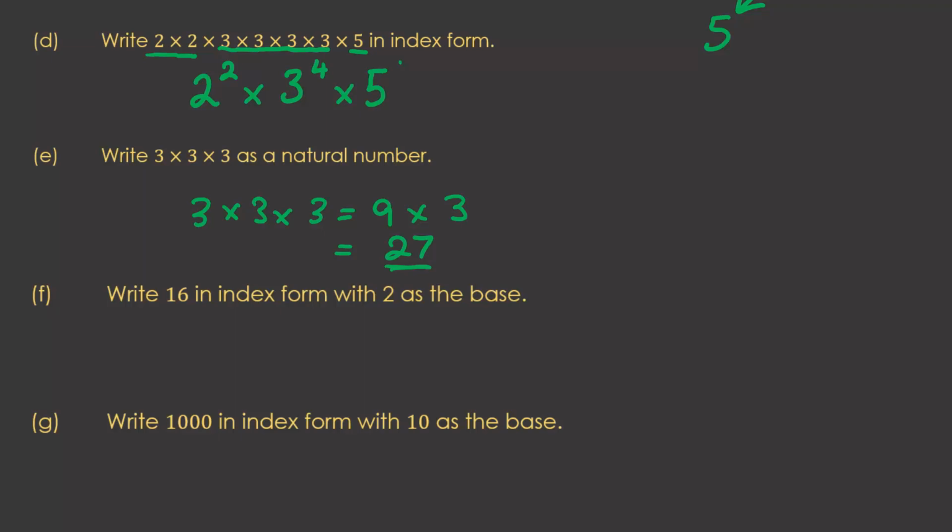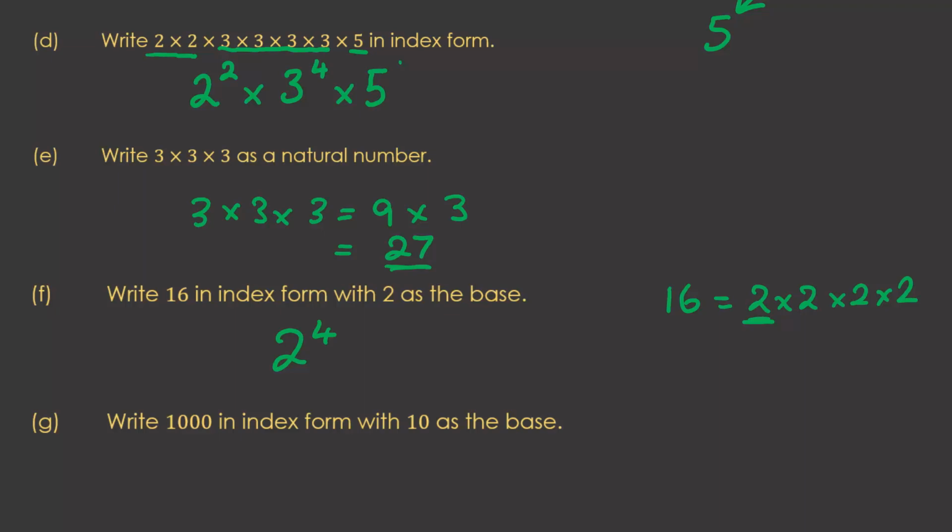Write 16 in index form with 2 as the base. If we think about 16, that's 2 times 2 times 2 times 2. 2 times 2 is 4, times 2 is 8, times 2 is 16. So we can write that as 2 to the power 4. 2 is the base, it's repeated 4 times.